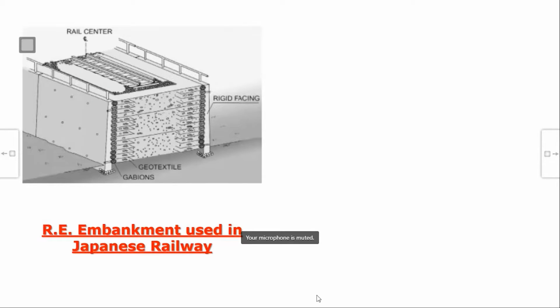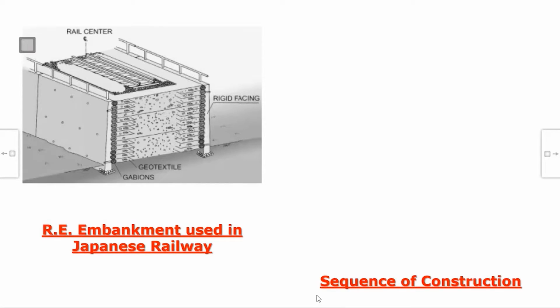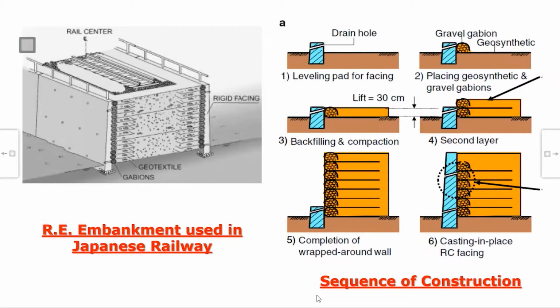Now, the RE embankments they use in Japan are a bit different. What is different, I will tell you. How do they construct it? The sequence of construction is like this. First, of course, you do ground improvement and finish this. Then you construct the leveling pad here. And this is the drain hole.